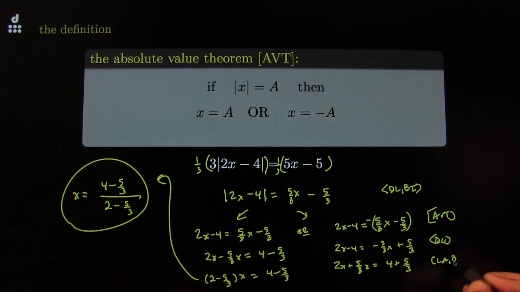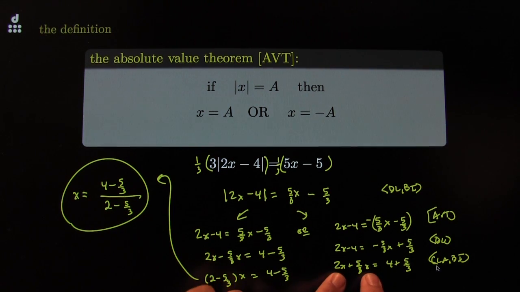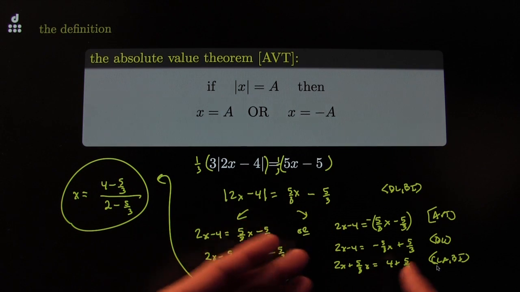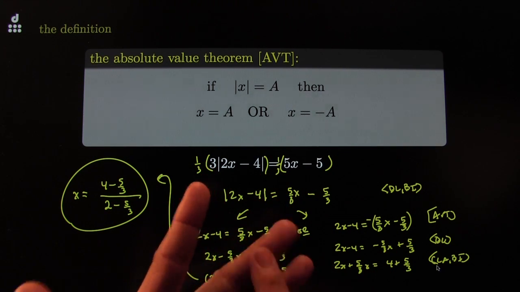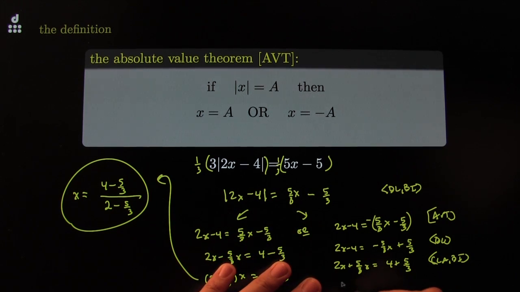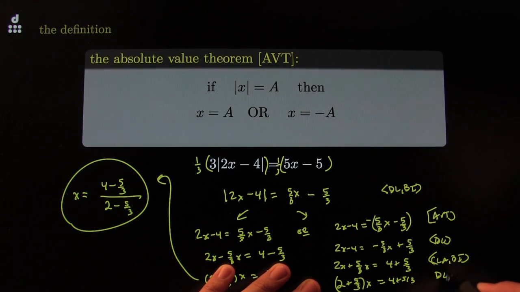Cancellation law of addition and minor things. I gather all the x's. These are linear, so I'm following the linear strategy here. Free the x's, move them all to one side, collect the x's, and kill the coefficients. So I have 2 plus 5/3 times x, and that's equal to 4 plus 5/3, and that's distributive law.